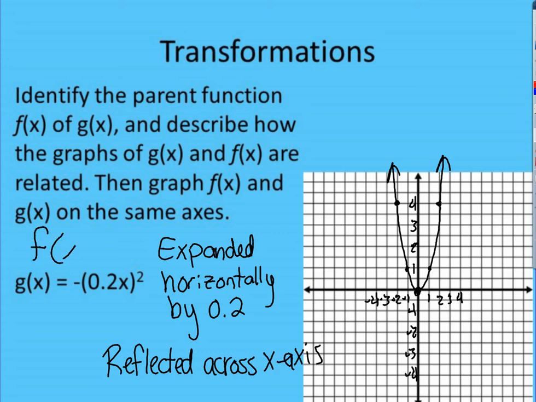Again, we had to identify our parent function. So our parent function is just x squared. So if we graph our new one, we're going to flip it across the x-axis, and we're going to expand it horizontally by 0.2.